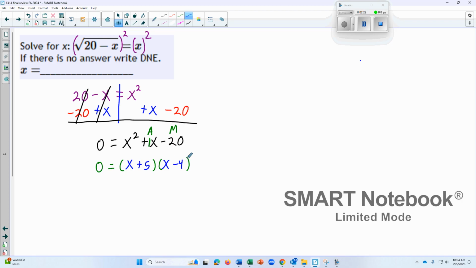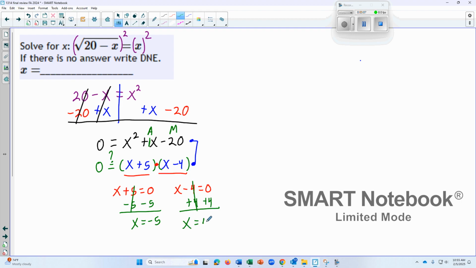If you were to FOIL this, it would be the same thing as this. They're just written in two different forms. But now this helps me answer the question: what will make it equal 0? If either one of these factors is 0, then the whole thing will equal 0, because they're multiplied together and anything times 0 is 0. So you take each factor, set it equal to 0, and solve. For one of them we get negative 5, and for the other we get positive 4.